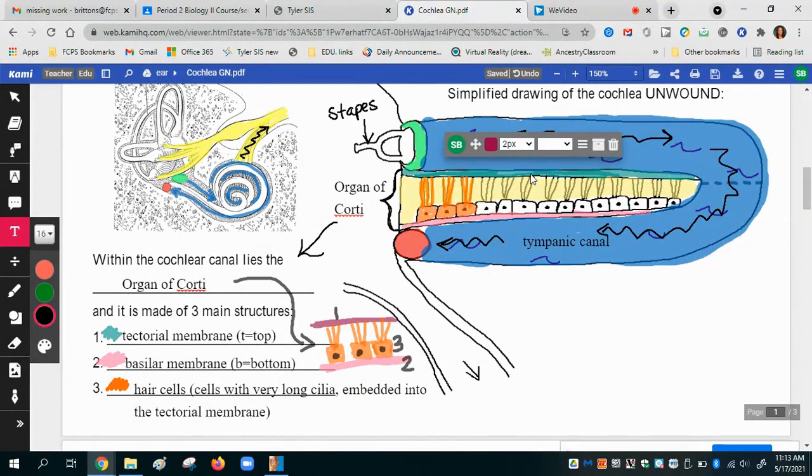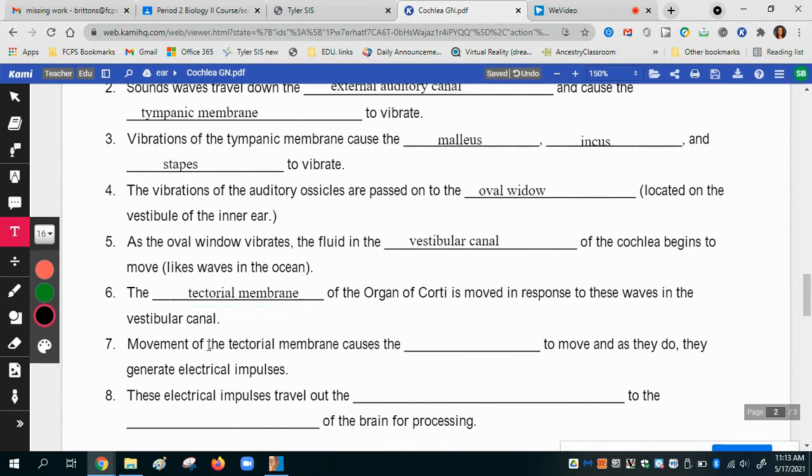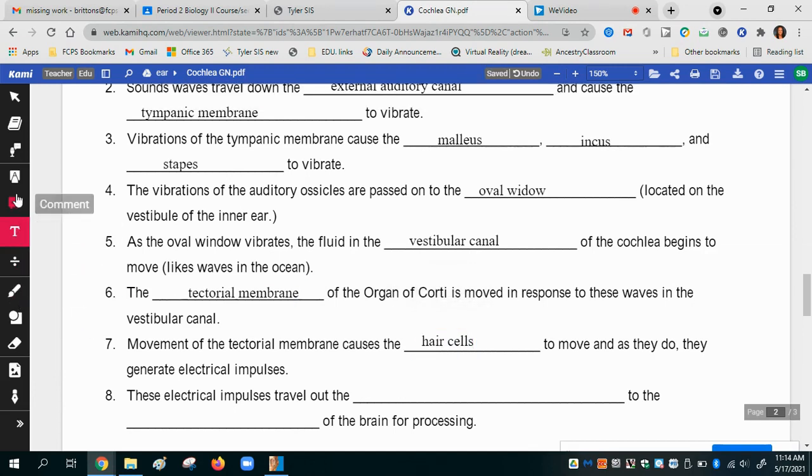Okay, it's like if you had a raft on the ocean and big waves come by, you're not staying in the same place, you're also going to move. So the upper membrane, the tectorial membrane of the organ of Corti, is moved in response to these waves. Movement of the tectorial membrane causes the hair cells to move. And as they do, they generate electrical impulses.